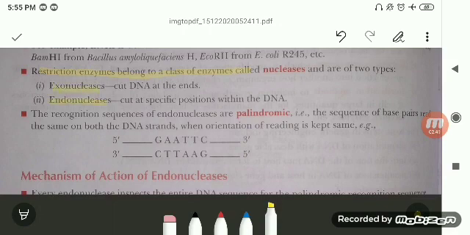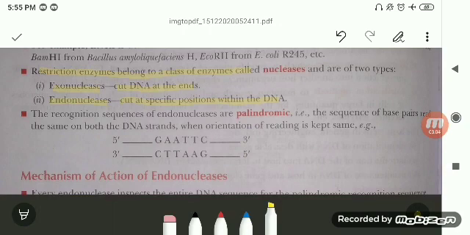Restriction enzymes belong to the class of enzymes called nucleases, and they are of two types, exo and endo. Exo means they cut the DNA at the end, whereas endo enzymes cut at a specific position within the DNA. When they cut within the DNA, they give sticky ends, and when they cut at the end, they give a blunt end.